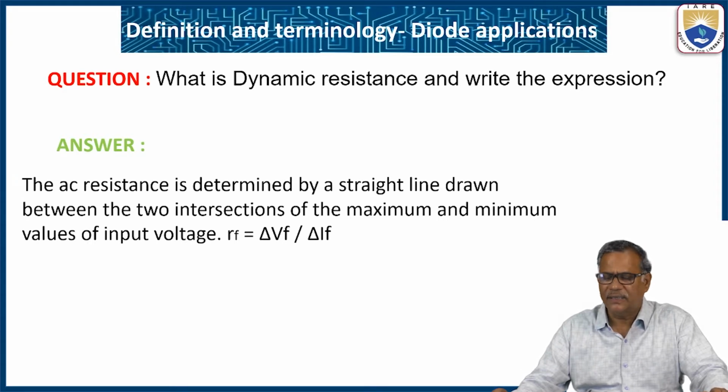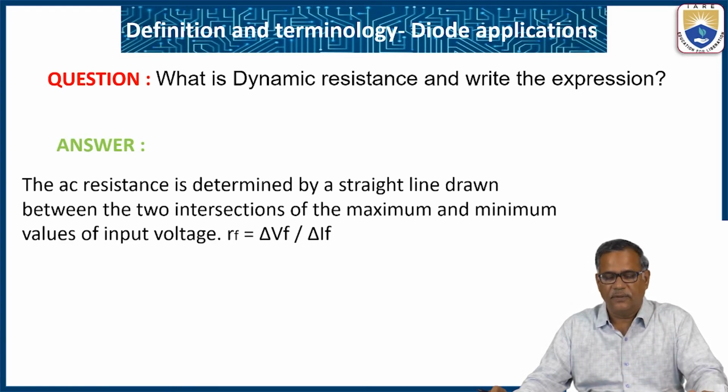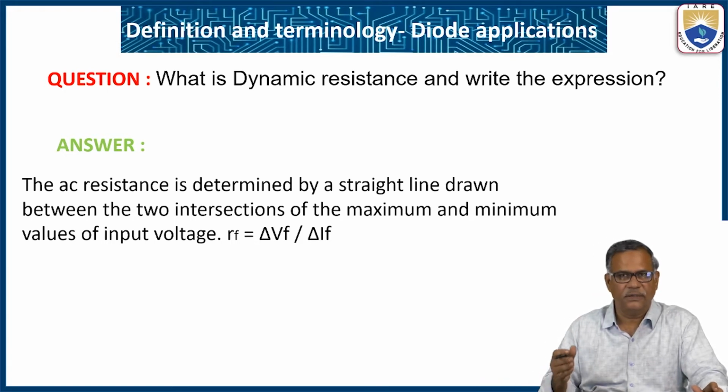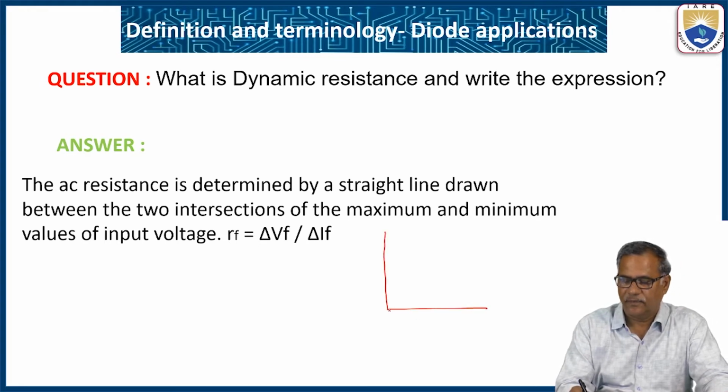Next, what is the dynamic resistance, and write the expression. Dynamic resistance is determined by drawing a straight line between the two intersections of maximum and minimum values of input voltage and then finding out the difference in current. So, it is calculated like this.